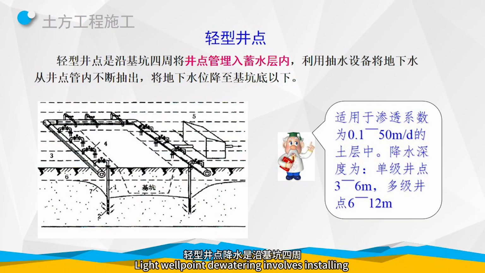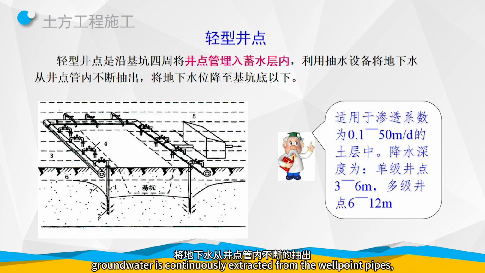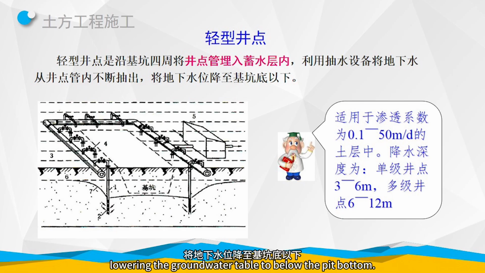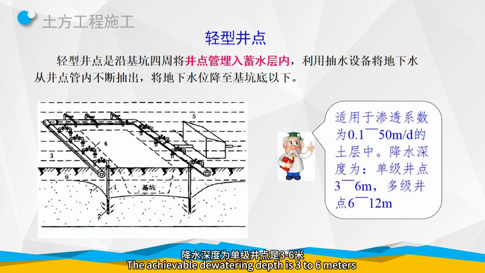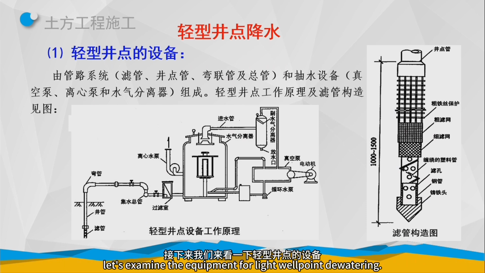Light well point dewatering involves installing well point pipes around the perimeter of the foundation pit and embedding them into the aquifer. Using pumping equipment, groundwater is continuously extracted from the well point pipes, lowering the groundwater table to below the pit bottom. This method is suitable for soil layers with a permeability coefficient of 0.1 to 50 meters/d. The achievable dewatering depth is 3 to 6 meters for single-stage well points and 6 to 12 meters for multi-stage well points.